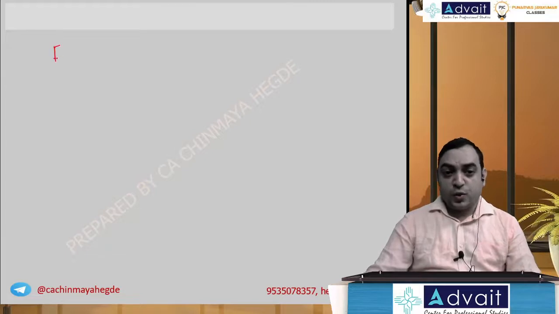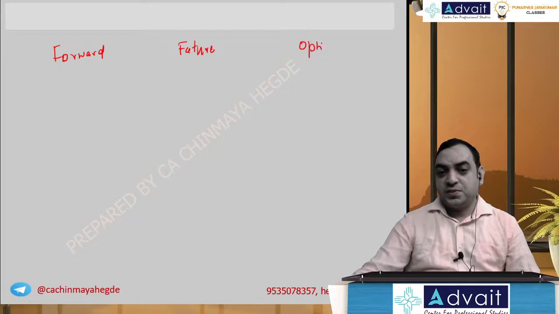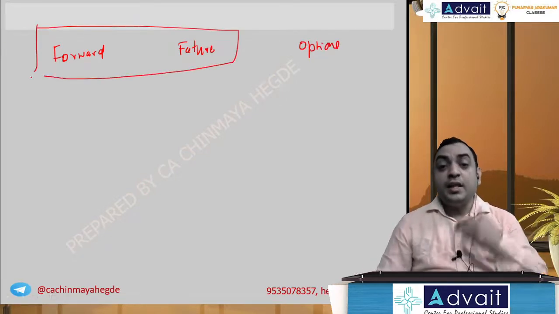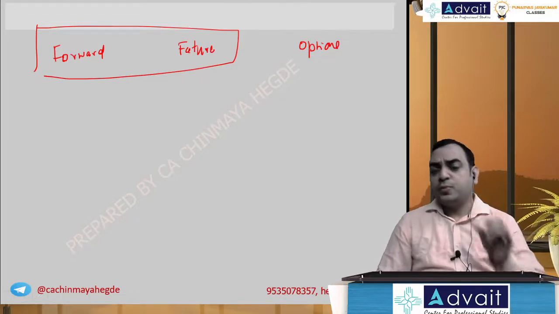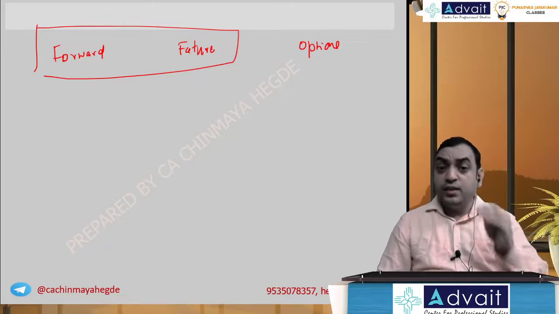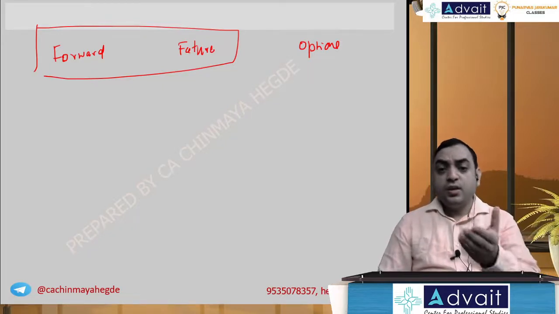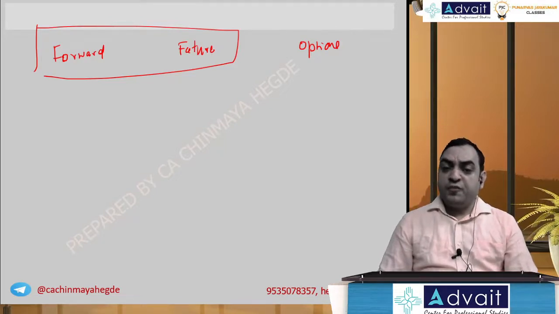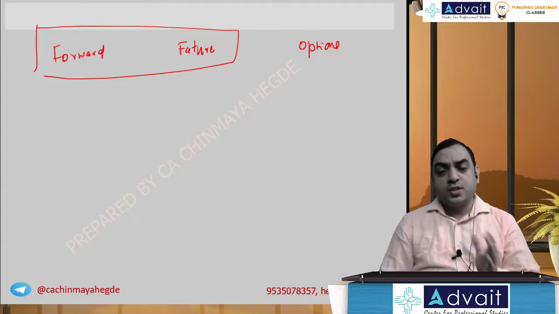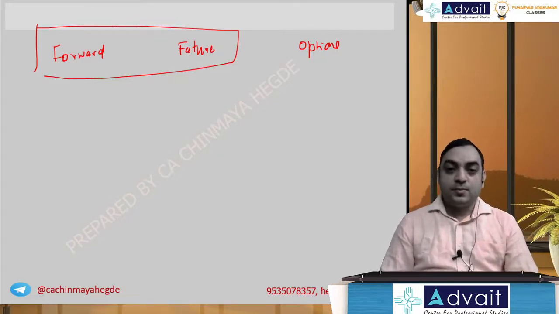Mainly we have three areas to understand in this chapter. That is forward contracts, then futures contracts, and then options. Whereas in forwards and futures, there are many common points and some small differences. In fact, many times they are used interchangeably as well, and therefore we will discuss forwards and futures together now, and later we'll talk about options in detail.